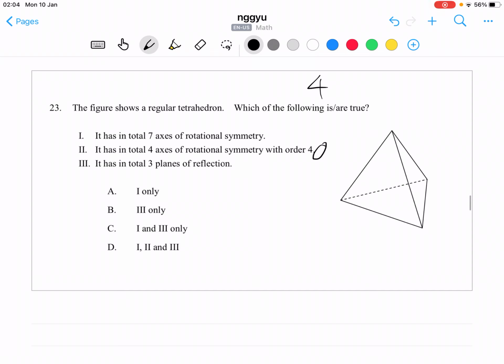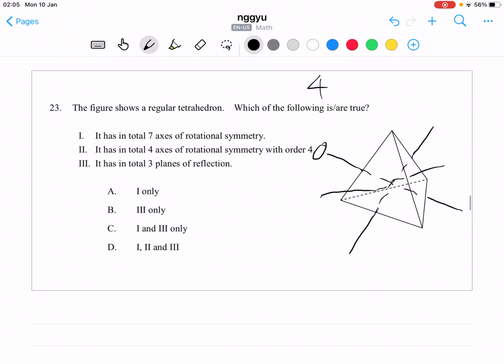The second kind of axis of rotational symmetry actually passes through an edge and comes out from another edge. So this kind of axis of rotational symmetry will actually pass through 2 edges of the tetrahedron. And how many edges are there in a tetrahedron? There are 6. So there are 3 pairs of this kind of axis of rotational symmetry.